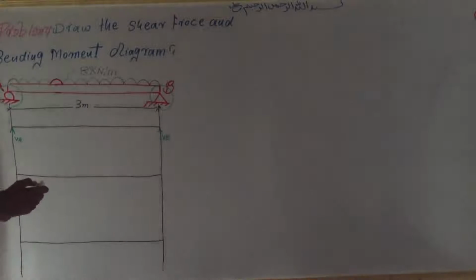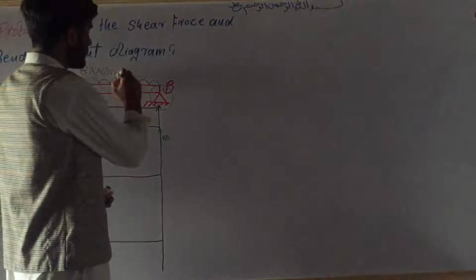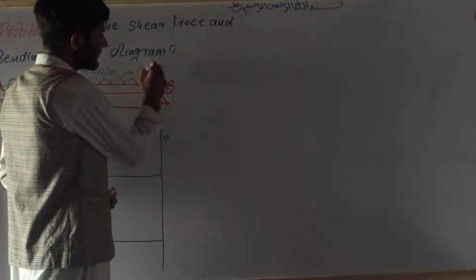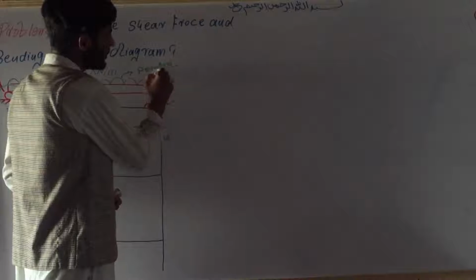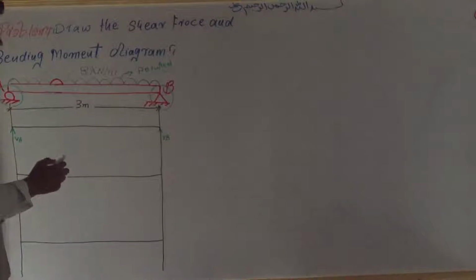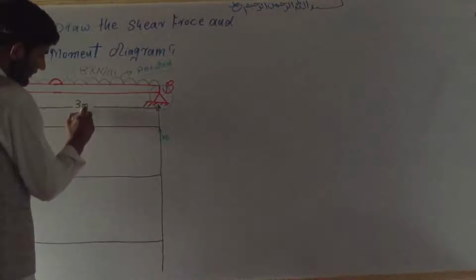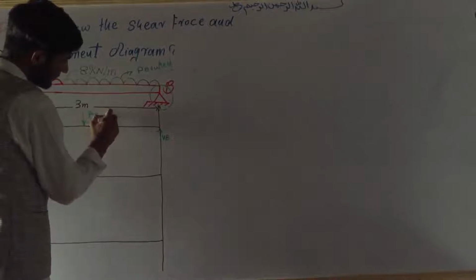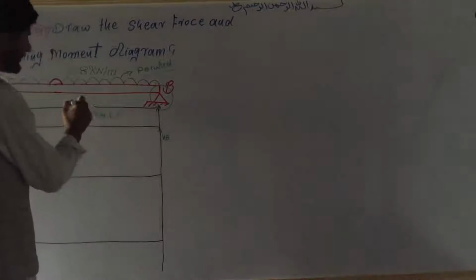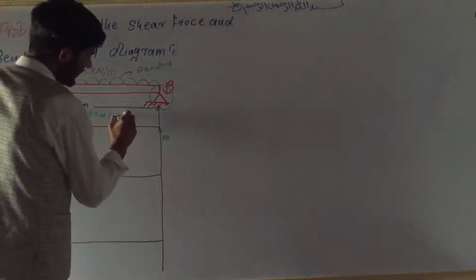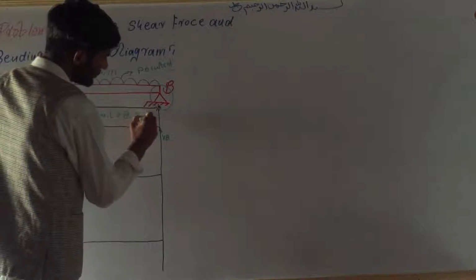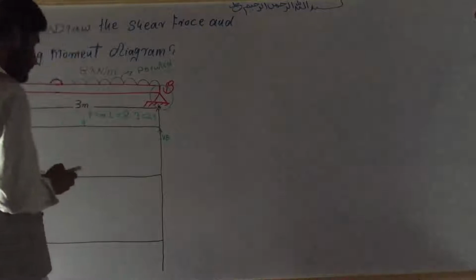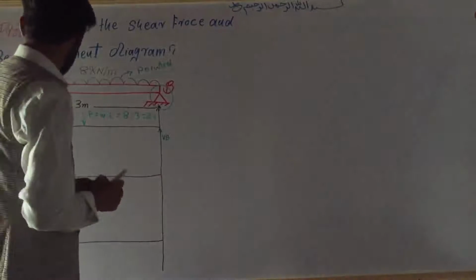So first we should change this distributed load to a pointed load. How can we do that? It's easy. It acts at the middle point of this beam, so P is equal to W times L. 8 times 3 equals 24. So our P is 24.